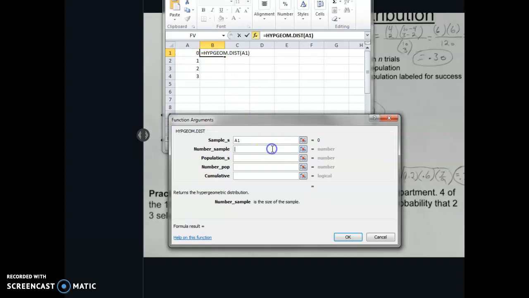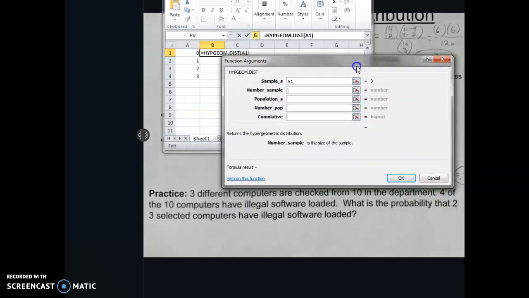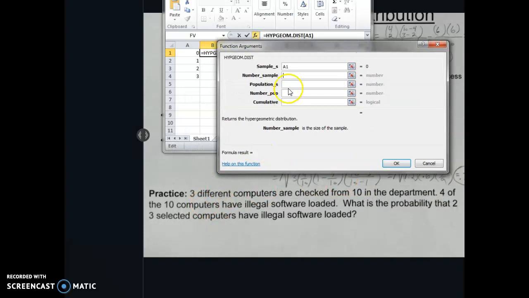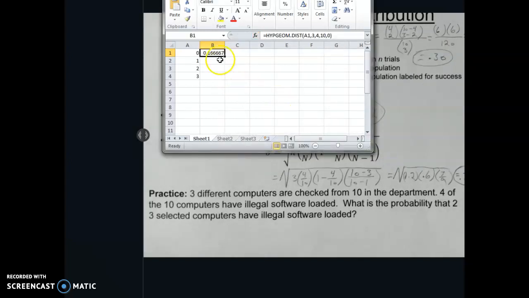And then in the next box, we're going to put the size of the sample. Well, we know the size of the sample is 3. Then we're going to put the successes in the population. Well, we know it's 4. And we're going to put the size of the population, which is 10. And we don't want a cumulative distribution, so we're going to turn that off, false. And now you've got that.